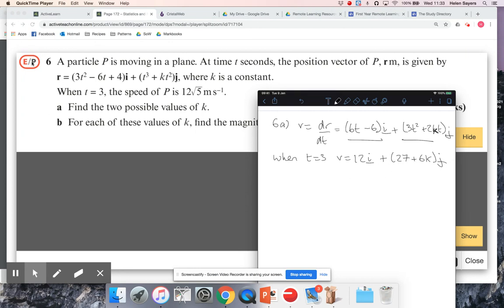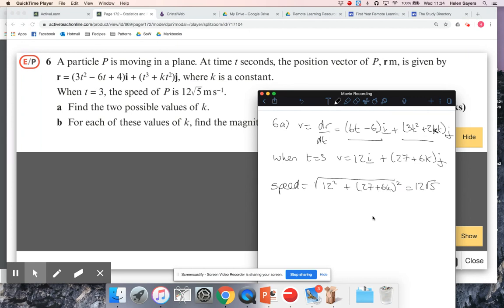This is a problem solving question, so they've mixed things up a little bit. If I were trying to calculate the speed, it would be the magnitude of the velocity, so the square root of 12 squared, and then I don't have a single value for the j coefficient, but I have this function in terms of k, and they're telling me that equals 12 root 5. Now I've got that written down, I can see where to go: I'm going to end up with a quadratic in k to solve.